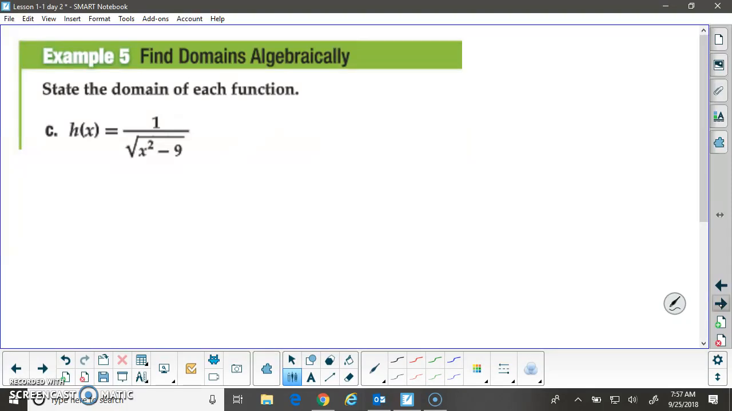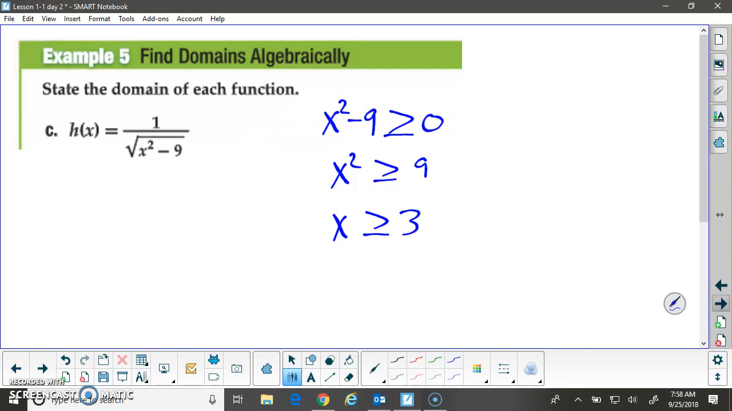Last problem here, example 5 says state the domain of this function. Now this time we need to worry about both rules because not only do we have a fraction, but we also have a square root. And it's in the denominator. So like I said, anytime you have a square root, take the expression that's inside the square root, make sure that it's greater than or equal to 0. So if we solve this, we get x is greater than or equal to 3.